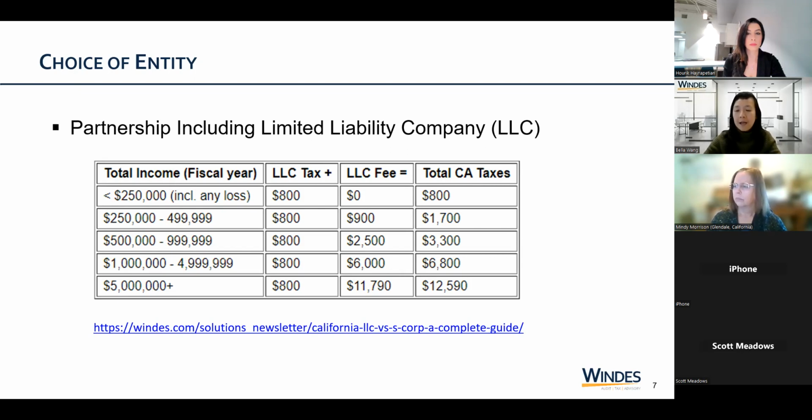Keep in mind, this is on the gross receipts without deducting any cost of goods sold or any business expenses. So even if the business has an overall net loss, you may still be subject to the LLC fee if your gross receipts exceed the threshold.